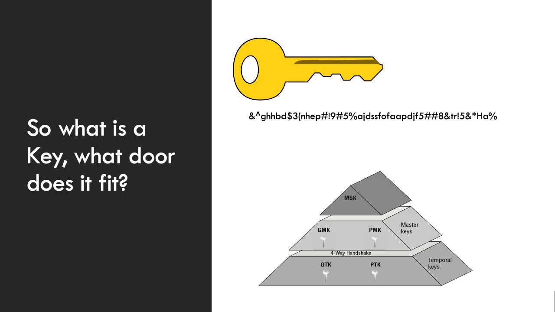And there's a lot of acronyms to remember. But the key thing to remember is the pairwise transient key is used to transmit unicast traffic between you and the access point, and the group transient key is used for all broadcast and multicast traffic going out to everyone connected to that access point.